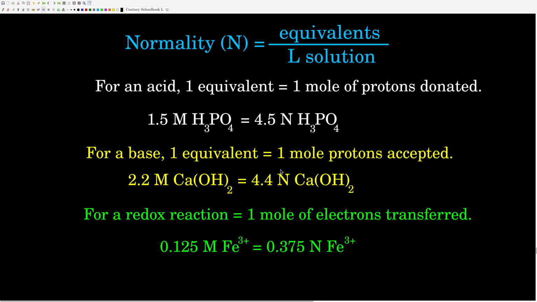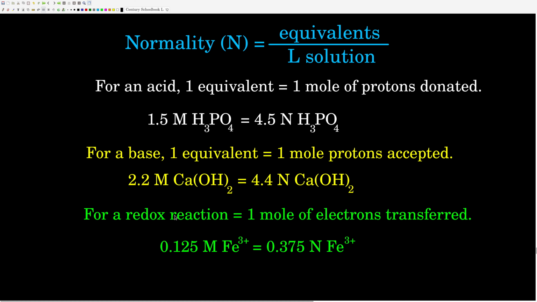And usually this is, not all the time, but most bases we see at this point are metal hydroxides, but not all of them. In this case here, if we have a 2.2 molar solution of calcium hydroxide, because there are 2 hydroxides in 1 calcium hydroxide, we have 2 equivalents for every 1 mole of calcium hydroxide. So that means we have twice the number of equivalents as moles. If we have 2.2 moles per liter, we have 4.4 equivalents per liter, or we would say the normality of this solution is 4.4 normal.